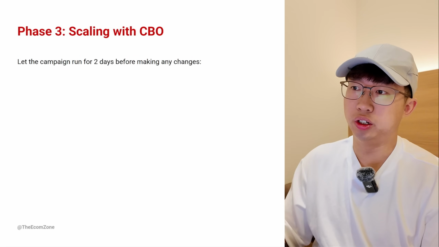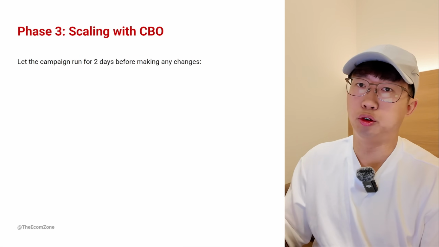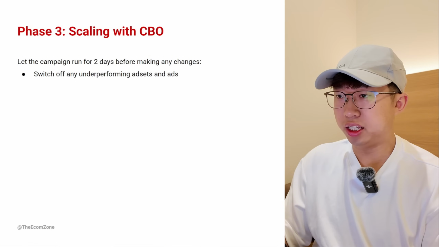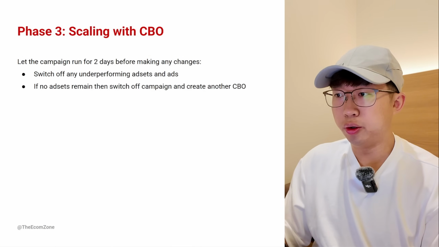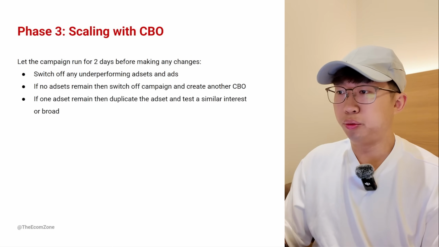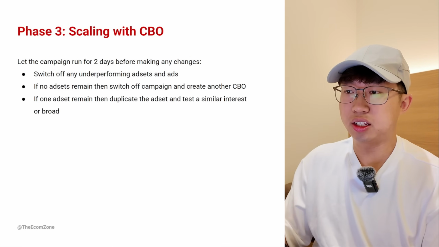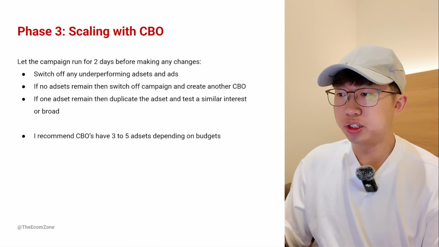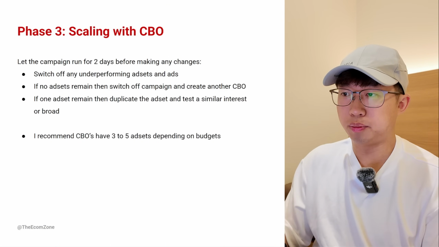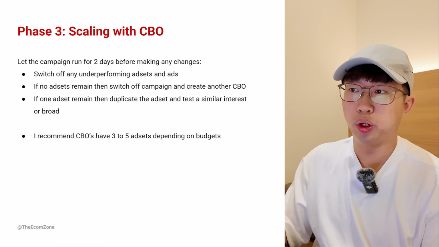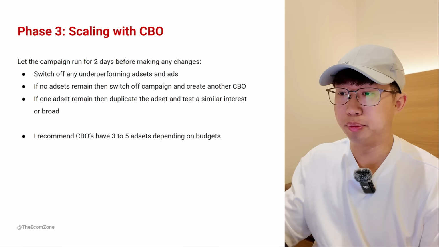So just like phase 1, leave it for 48 hours before killing it or keeping it. Switch off any underperforming ad sets and ads, and if no ad sets remain, then switch off the campaign entirely and create another CBO. If one ad set remains, then duplicate the ad set and test a similar interest or broad, or you could tweak the ads a little. I recommend CBOs have 3 to 5 ad sets depending on the budgets, and the ad sets that sit in these CBOs will be the winning ad sets from your ABO campaign.